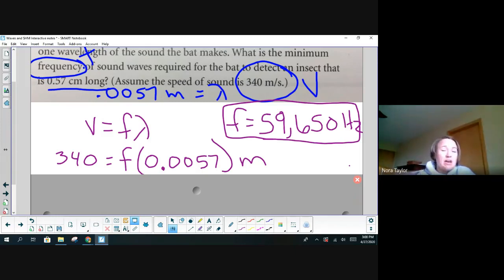Interestingly enough, the motion detectors that we use in the classroom operate on very similar principles. They use sound waves to bounce off us and detect where we are. They're just probably not quite as sophisticated as what bats can do.